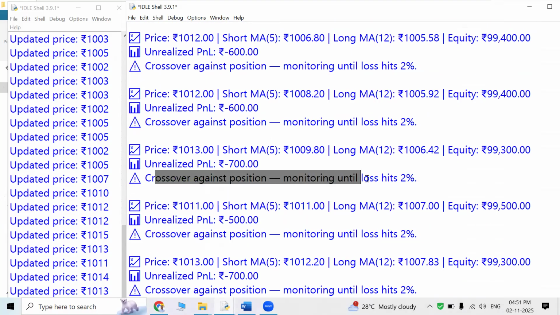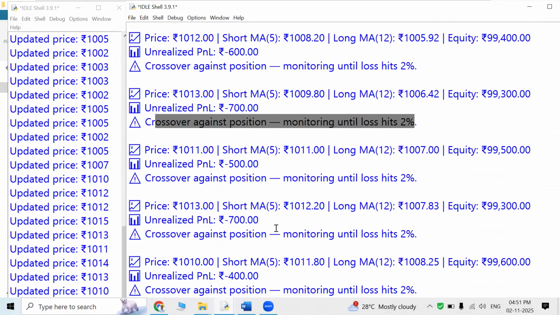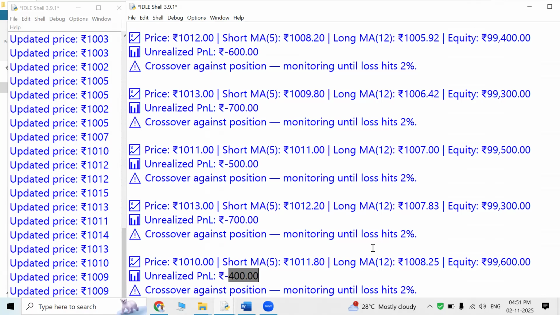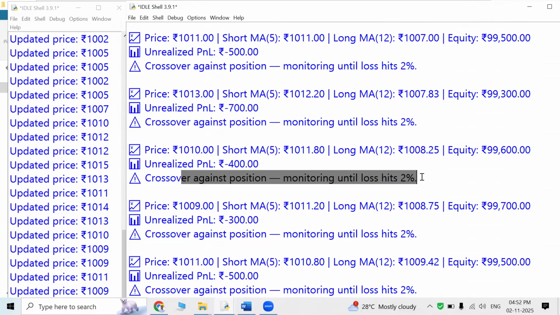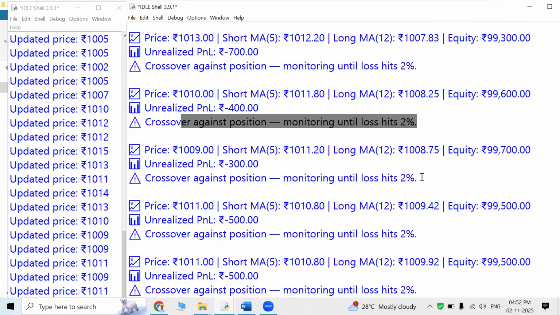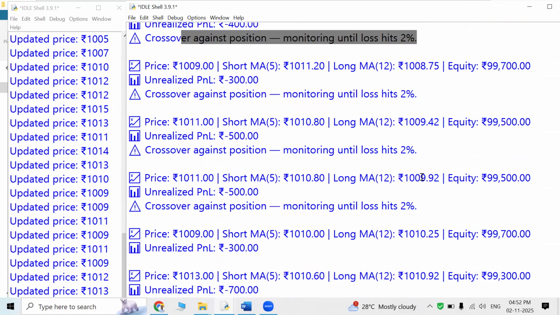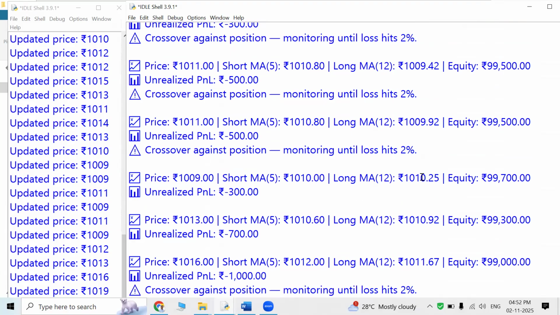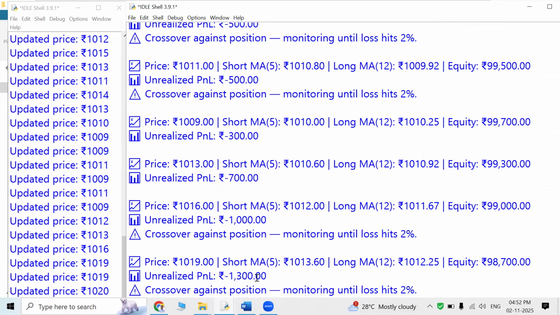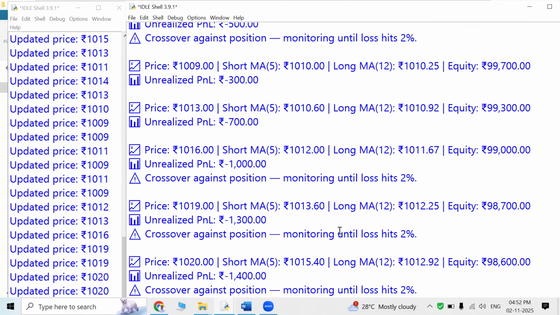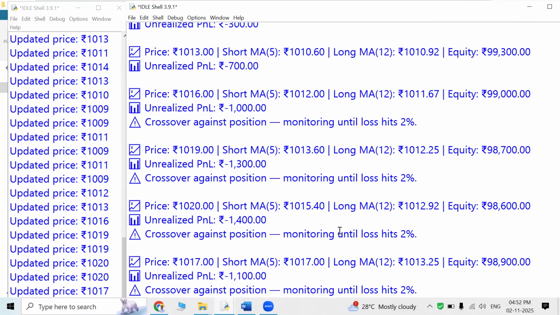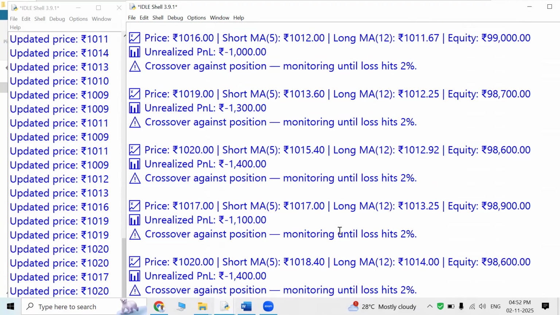Once the crossover is against us, we will not book the loss directly because the loss is very small. If we don't monitor it, the loss may increase. We don't want this small loss to be booked, so we will wait and continuously monitor. See here, the loss is 2%, which means 2000 rupees. Once we touch 2000, we will come out of the trade and recollect the data.